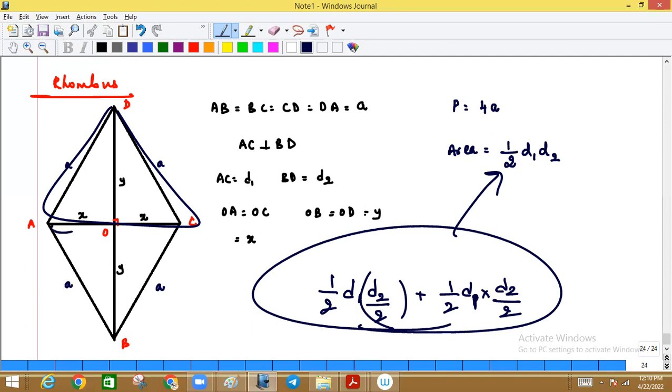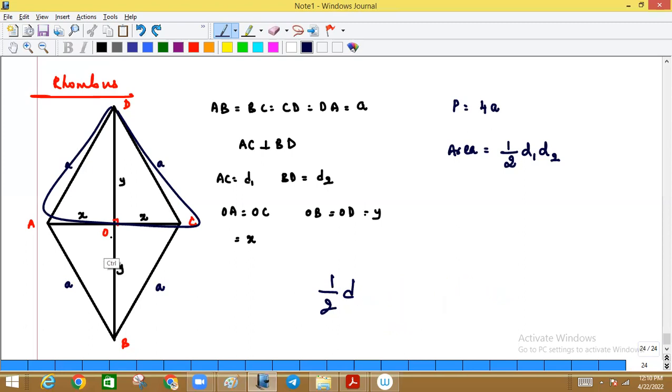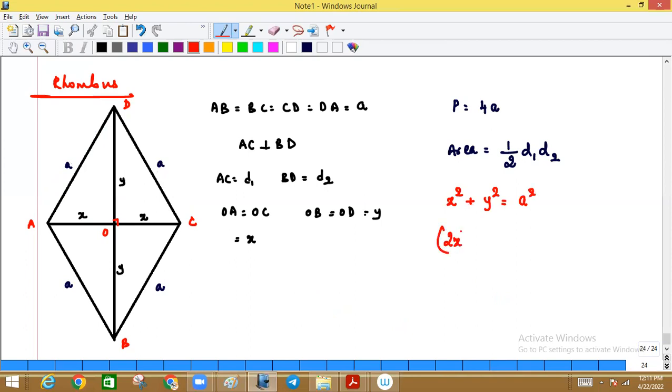Area of a triangle is what? Half base into height. Now tell me, what about X, Y, and A? I can say X square plus Y square is A square, multiplied by 4. 2X whole square plus 2Y whole square is equal to 4A square. What are 2X and 2Y? D1 square plus D2 square is equal to what? 4A square.